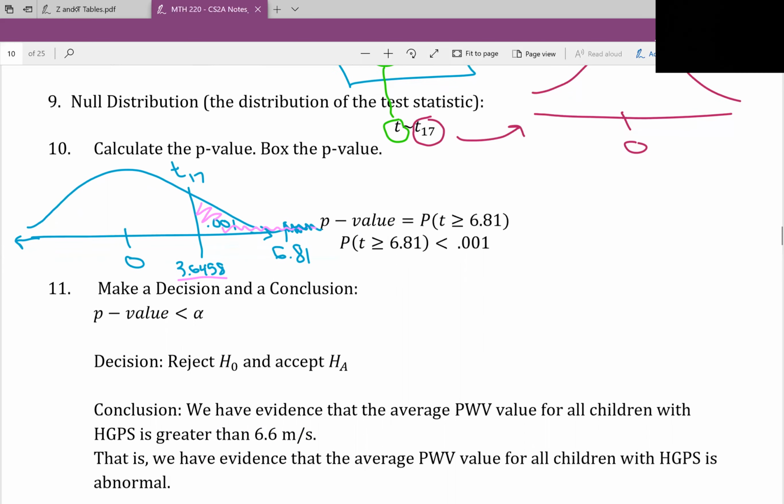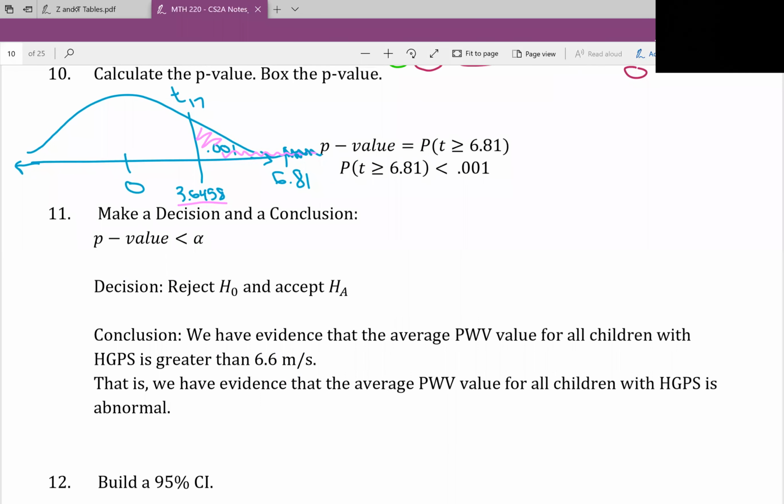Okay, so the next thing I have here is build a 95% confidence interval. I'm going to leave this here for y'all to practice. You can look back up at the previous confidence interval problems that we had just started. And I think that is going to be all for this note set.